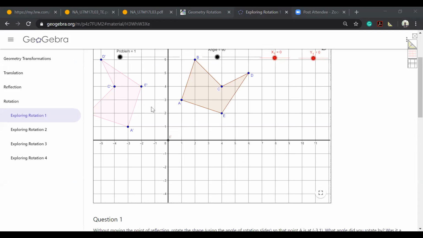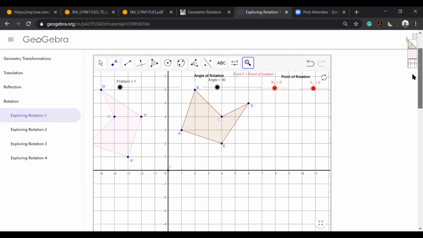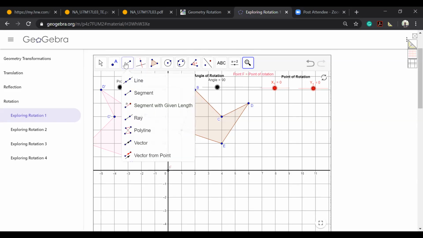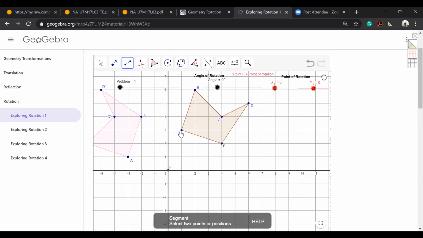A became A prime, right? By rotating around this point. Okay, let's connect, as he's saying, a line between this point, the center of rotation, and A prime to formulate the angle. Okay, this is what I'm going to do. I'm going to draw a line from here till here, and then from here till here.